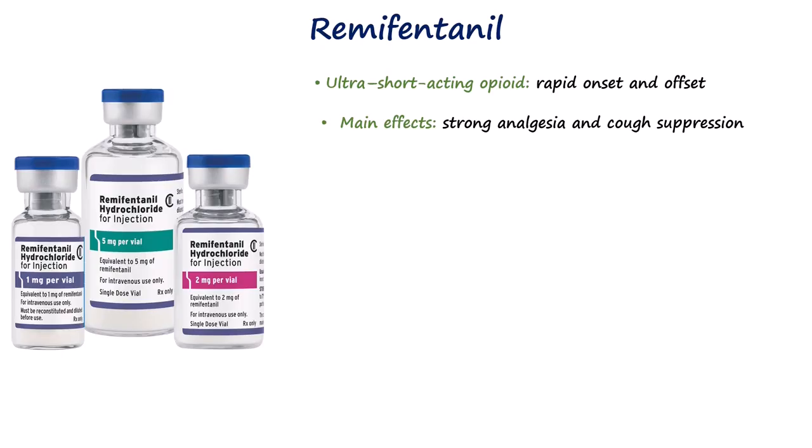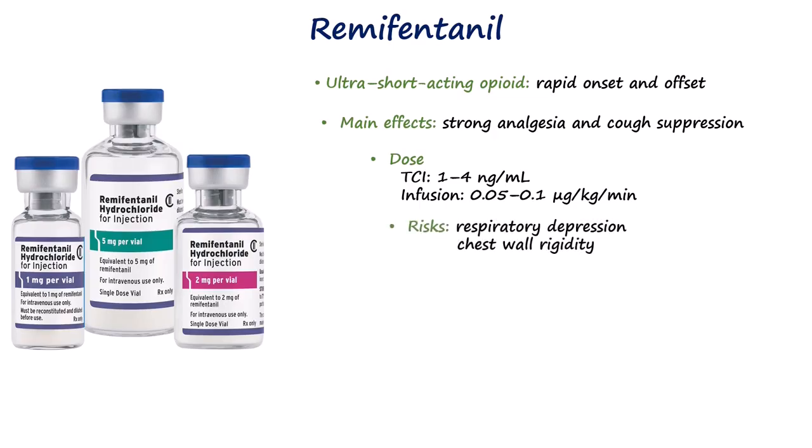We can give it in 2 main ways. One is as a target-controlled infusion, usually set at about 1 to 4 nanograms per milliliter. The other is as a continuous infusion, typically around 0.05 to 0.1 micrograms per kilogram per minute. But there is a risk. If the drug is pushed too fast, patients can become apneic, and in some cases even develop chest wall rigidity. So the key is to start low, titrate slowly, which is easy because it doesn't accumulate in the body.